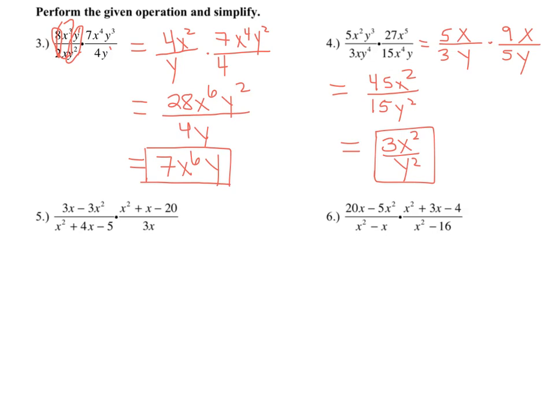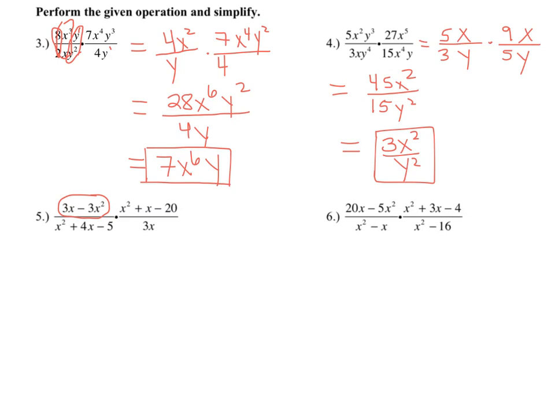In number 5, we get back to our polynomials. We've got some binomials, trinomials, and one monomial. Your first step is to factor anything that's not a monomial. So if we start here, I notice a GCF right away. They're both divisible by 3x.